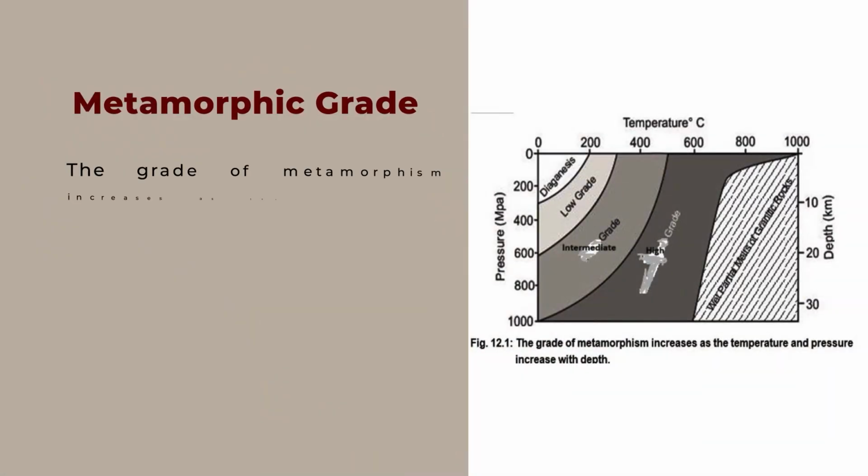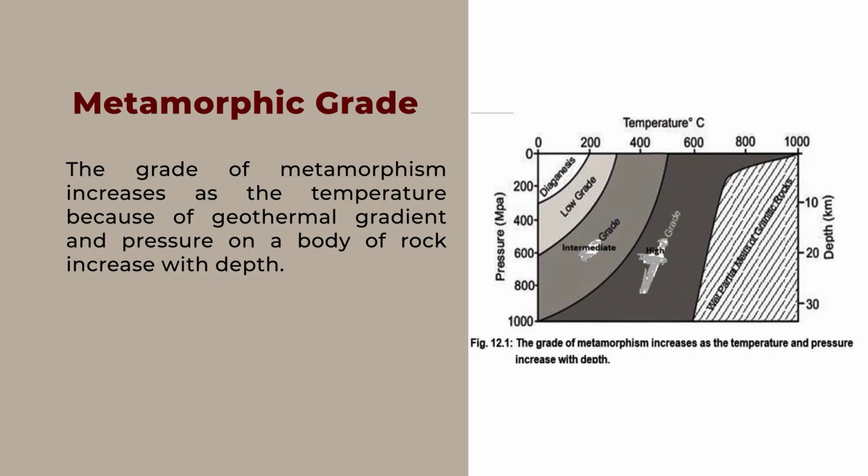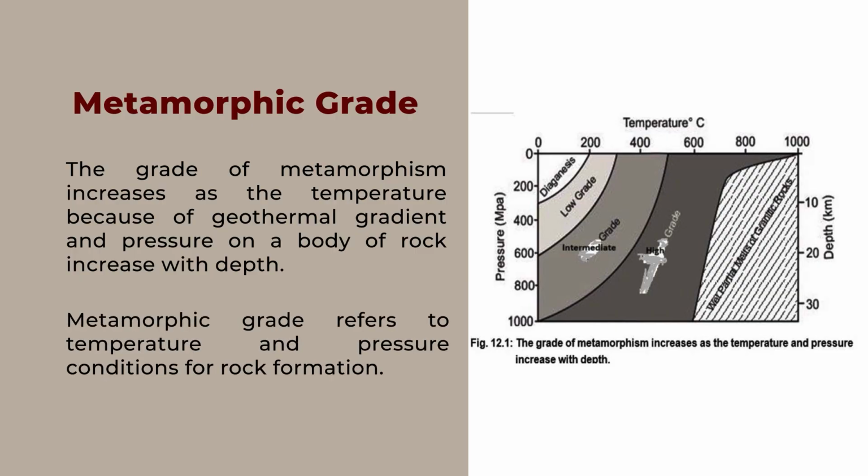Now, there is a term which is called metamorphic grade. What is metamorphic grade? The grade of metamorphism increases because of geothermal gradient and pressure on a body which increases with depth. I will explain the term geothermal gradient in the next slide. As we go deeper, the temperature increases and the pressure also increases. So the grade of metamorphism changes. Metamorphic grade refers to temperature and pressure conditions for rock formation.